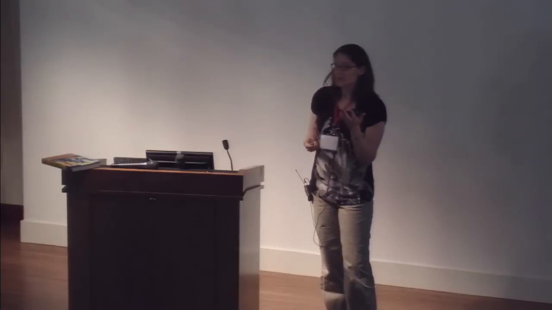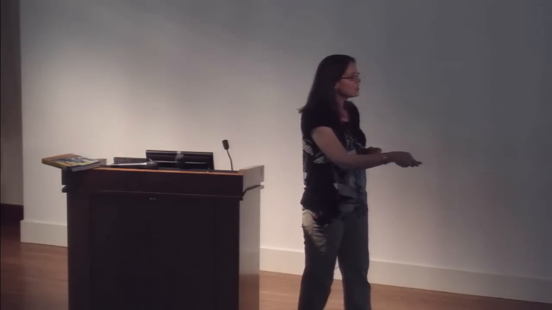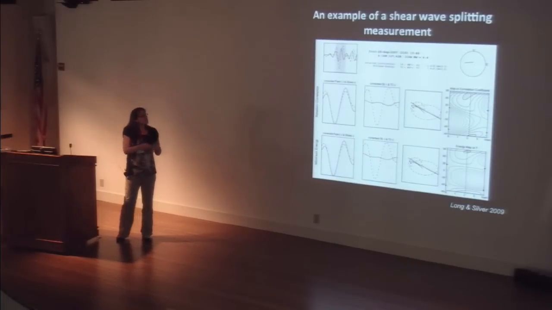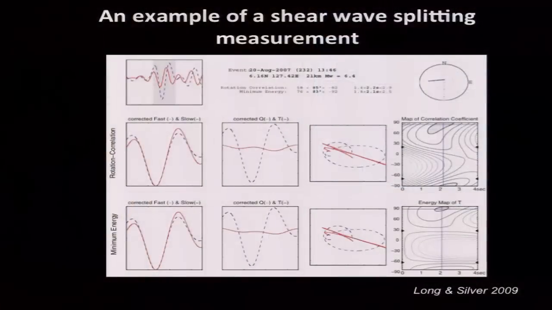And the way we actually do these measurements is you do a grid search over all possible delay times and fast polarizations. You can do a couple of things. You can try to find the pair of splitting parameters that does the best job of removing that transverse component energy. Or you can find the pair of splitting parameters that does the best job of making your fast and slow waves a similar shape. But because the time delays are not much bigger than the period of the wave, these don't show up as two nice, beautiful, separate arrivals on a seismogram.